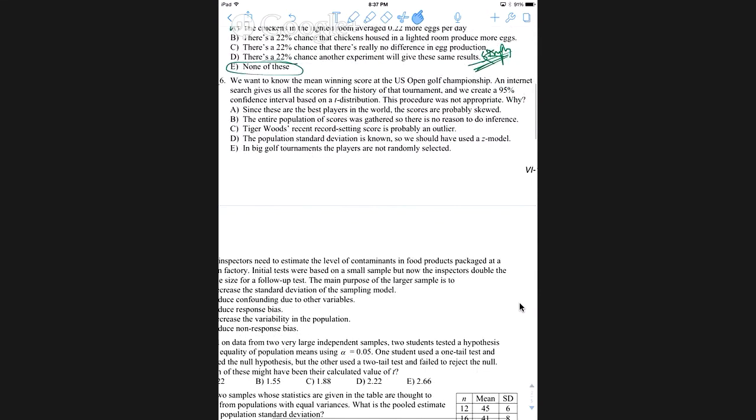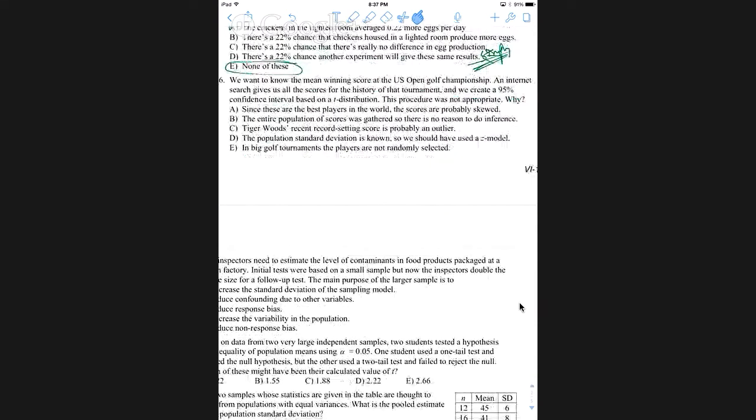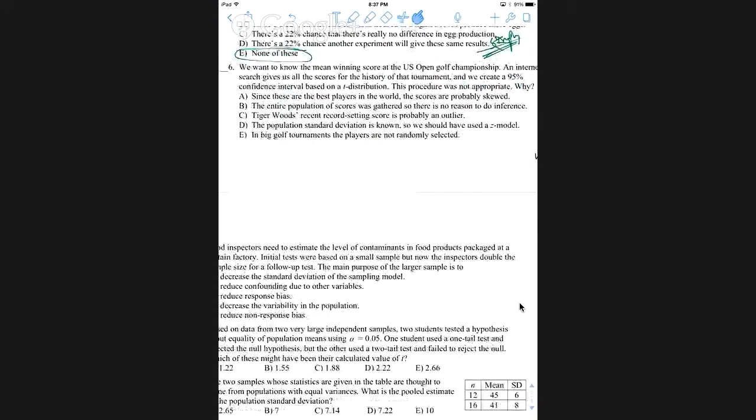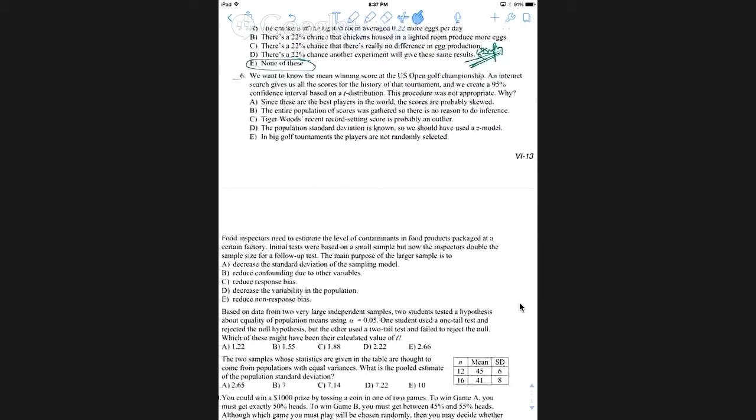All right, we want to know the mean winning score. We create a 95% confidence interval based on a t-distribution. This procedure was not appropriate. Why? We want to know the mean winning score at the US Open Golf Championship. An internet search gives us all the scores for the history of that tournament.